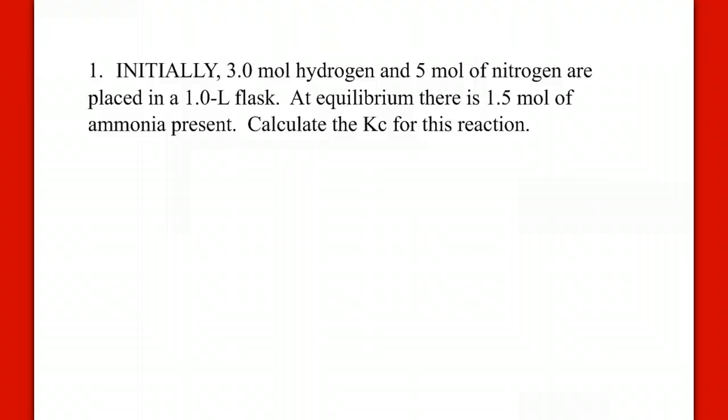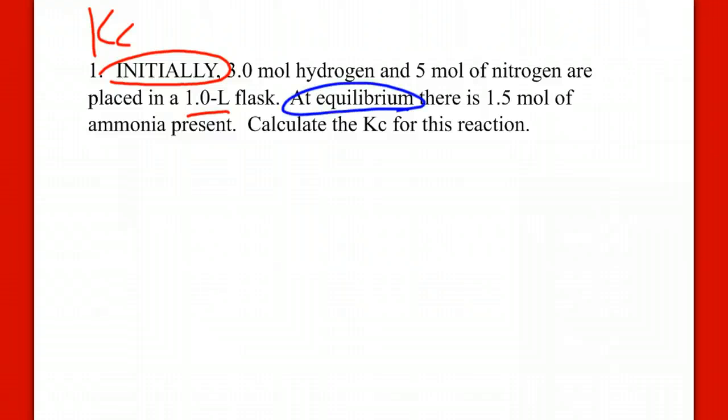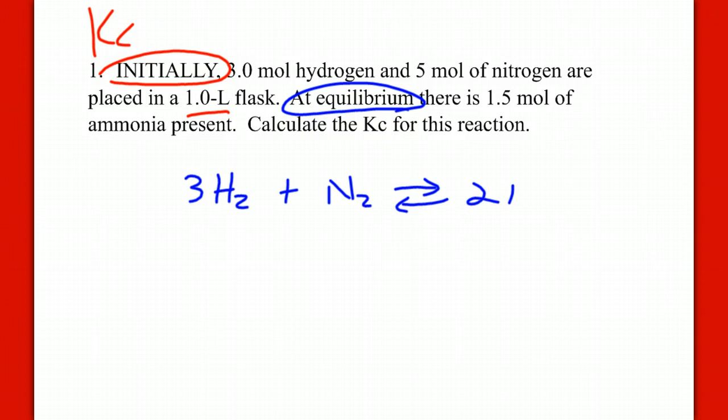Okay, the next one is a good old-fashioned Kc calculation. You could do this one in your dreams. It says initially, that's a key word. Initially, 3 moles of hydrogen and 5 moles of nitrogen are placed in a 1 liter flask. And then it says at equilibrium, that's another one, there is 1.5 moles of ammonia. Okay, so let's write our reaction. We have hydrogen and nitrogen makes 2 ammonias.